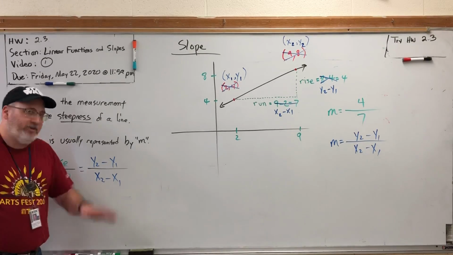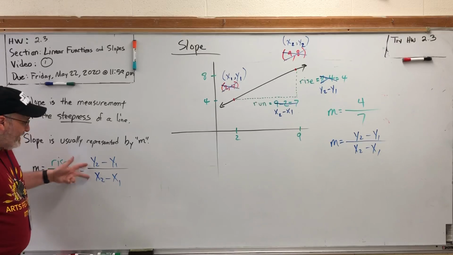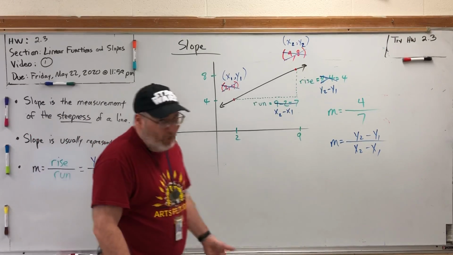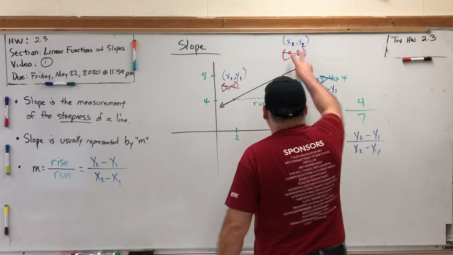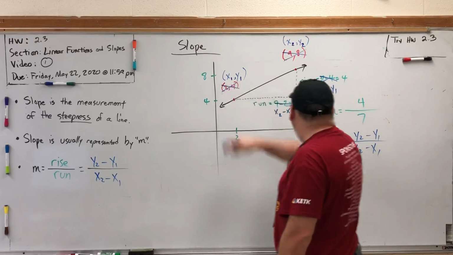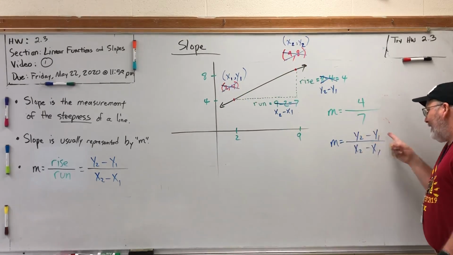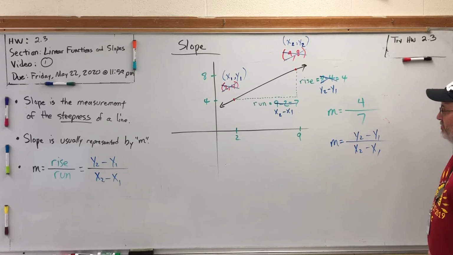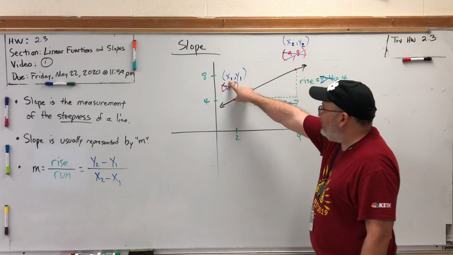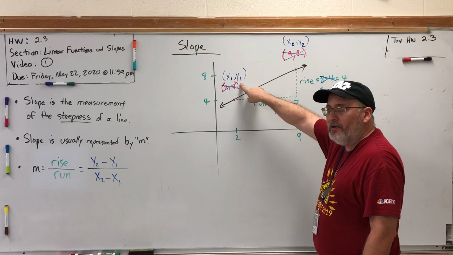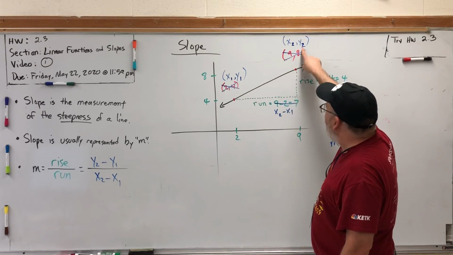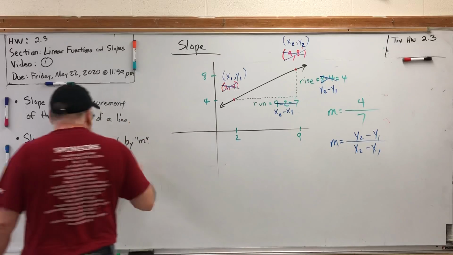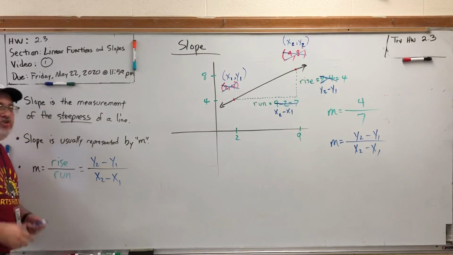The only thing you have to be consistent with is second minus first. And honestly, who you call first and second is arbitrary. I could have called this the first point, called this the second point, and did y1 minus y2 and x1 minus x2. But as long as you're consistent, meaning if you call this the first x, you better call this the first y. Or if you call this the second y, you better call this the second x. As long as you're consistent and subtract in the same order, you'll get the same slope each time.